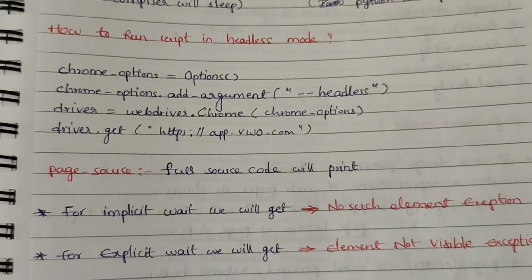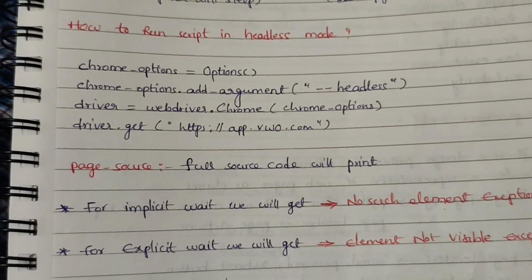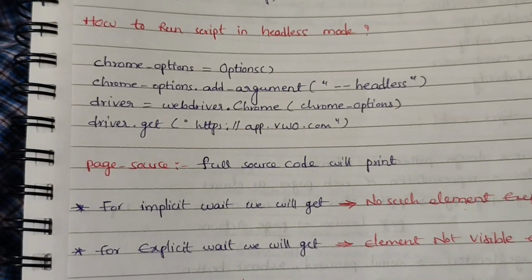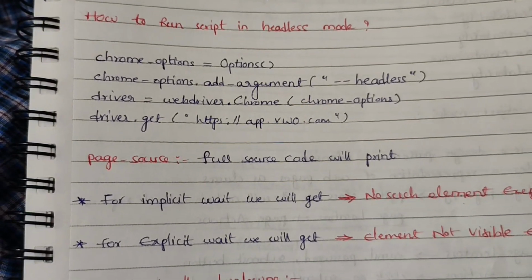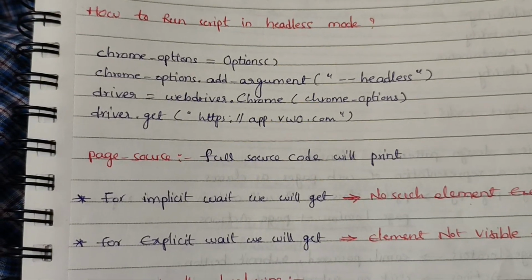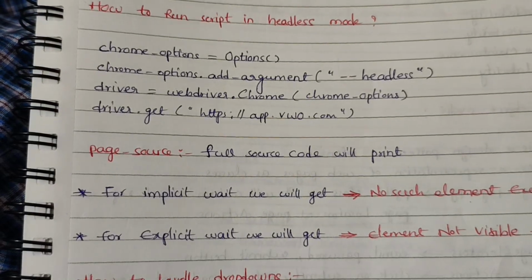If you want to run the script in headless mode, then we have to use options. In options, we have to store in one variable like chrome_options equal to Options(). Now chrome_options.add_argument in the brackets, in double quotes, "--headless".